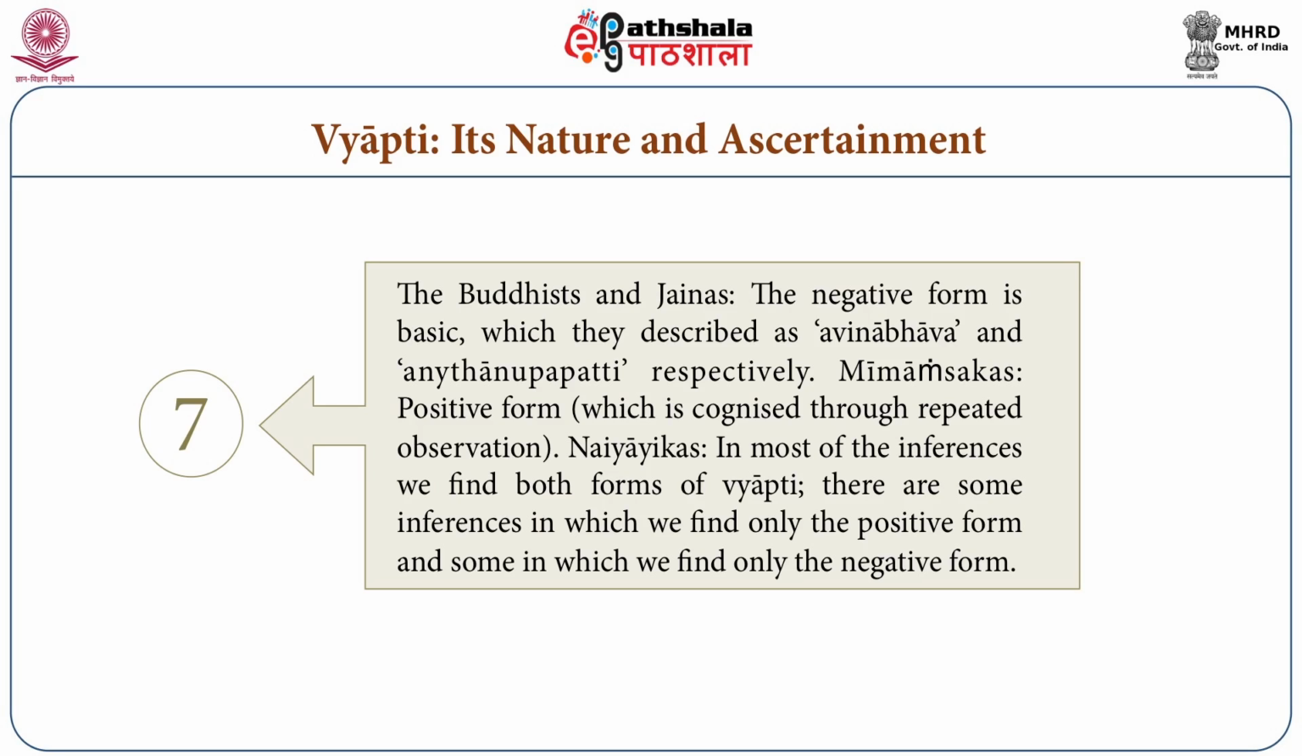Mimamsakas would say that positive form is basic, which is cognized through repeated observation. Nayayikas would say that in most of the inferences we find both forms of Vyapti. There are some inferences in which we find only the positive form of Vyapti. There are some inferences in which we find only the negative form of Vyapti. This is one point of controversy.